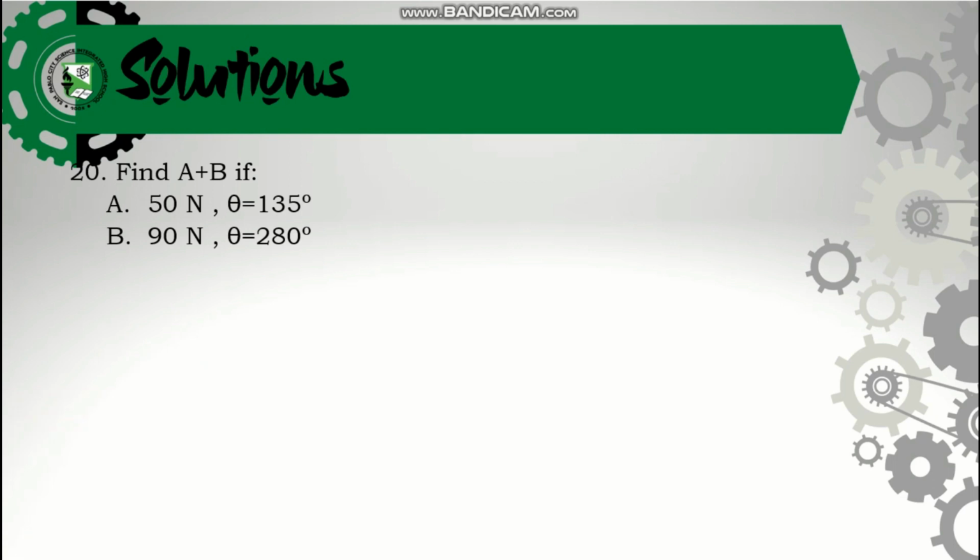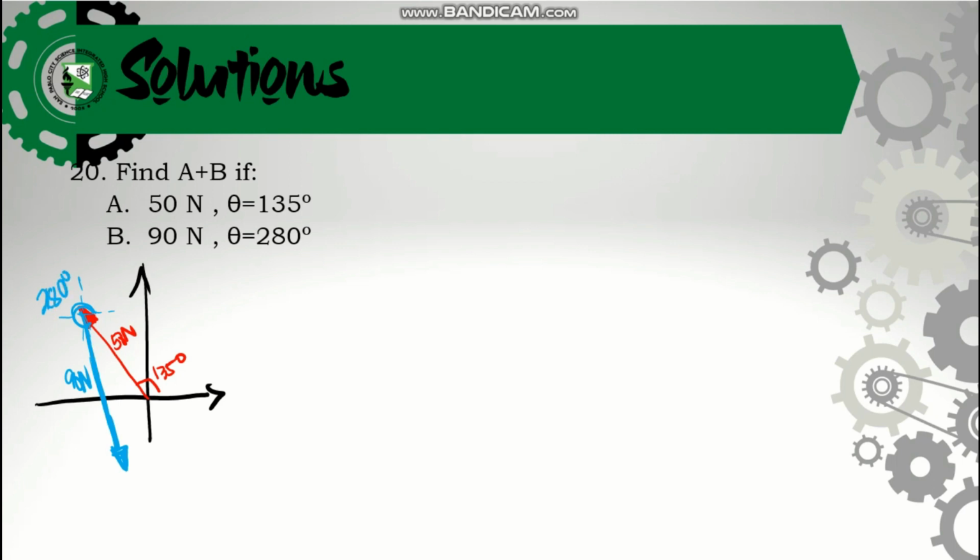Okay, last number we have find A plus B if we have two vectors, 50 Newton at 135 degrees and 90 Newton at 280 degrees. So, draw first the first one which is 50 Newton. Counterclockwise ang ikot ng pagdadraw, we have 135 degrees. And then sa dulo ni 50 Newton, you're going to make X and Y axis para makuha mo si 280 degrees. Counterclockwise din yan. And then, you're going to put the magnitude which is 90 Newton. So, that will be the diagram.